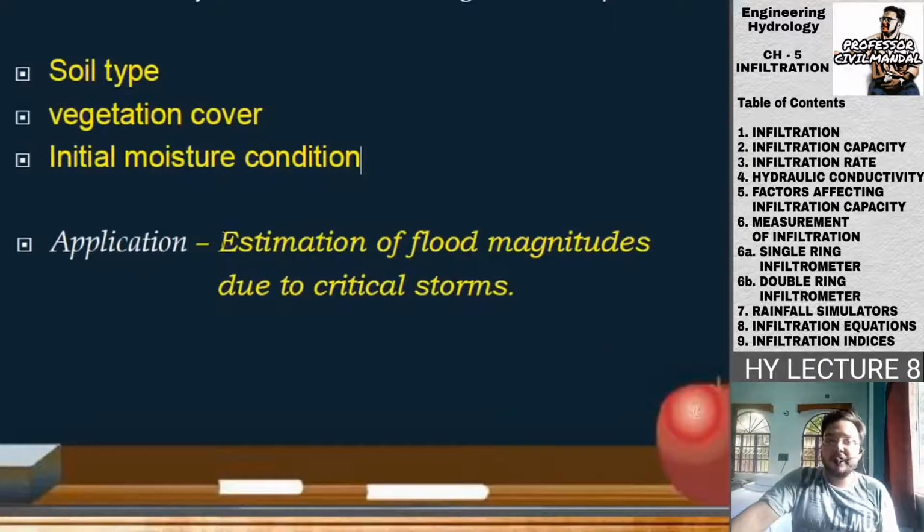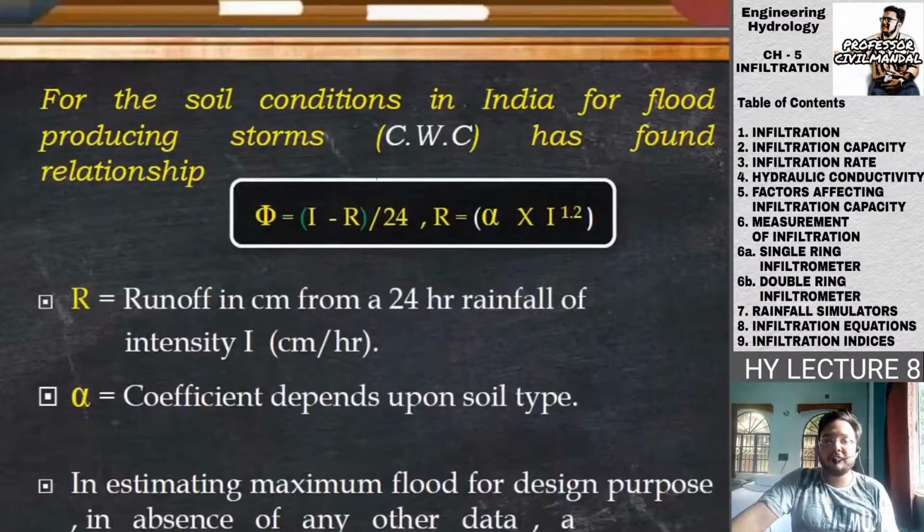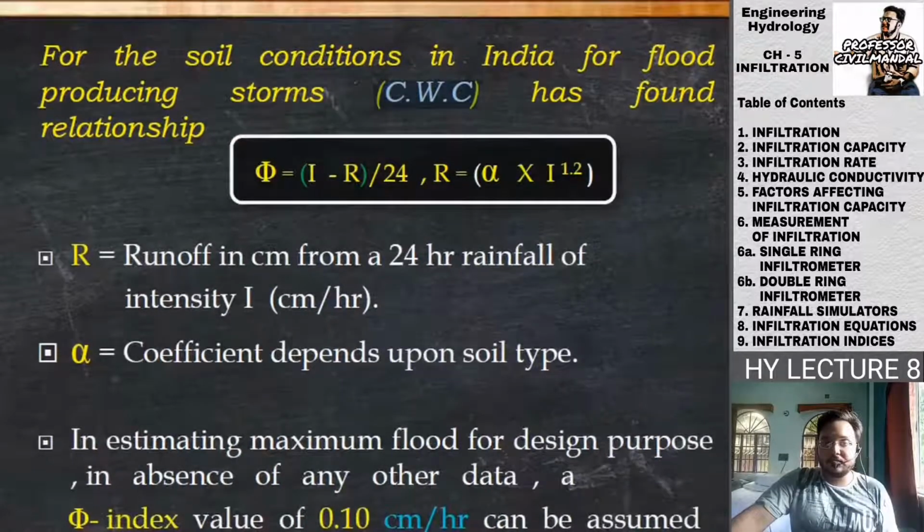The application of phi index is the estimation of flood magnitudes due to critical storms, as we have already discussed. This is the phi index formula developed by CWC. The full form of CWC is Central Water Commission. This is a board, and mostly it consists of IAS officers and SSC JE officers, and this is one of the most prestigious jobs in our country.